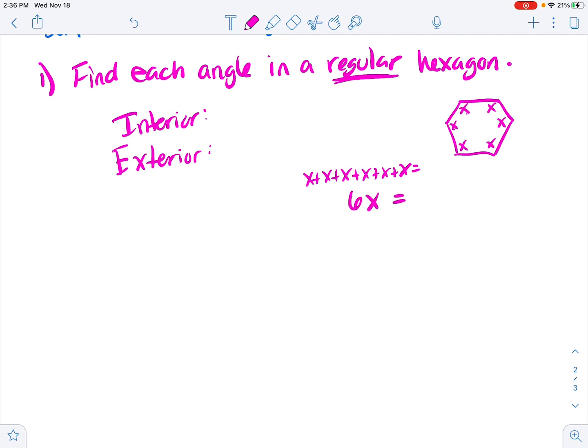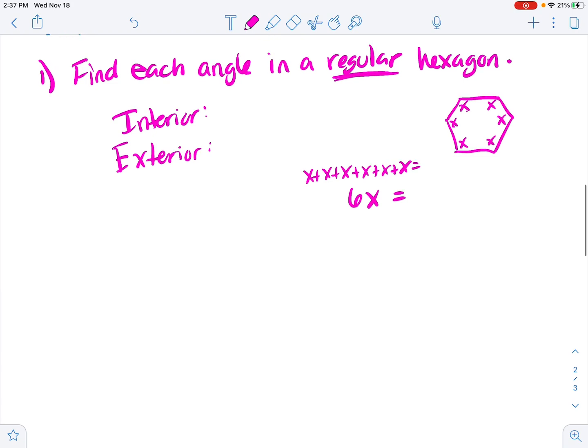What do we set that equal to? We added the inside, or we took the sum of the interior angles. Well, what in the world's the sum of a hexagon? I don't know, but I do know that we can find it with n minus 2 times 180. Well, how many sides does a hexagon have? 6. So I have 6 minus 2 times 180. We just came up with our lovely equation, okay? So 6x equals 6 minus 2 times 180.